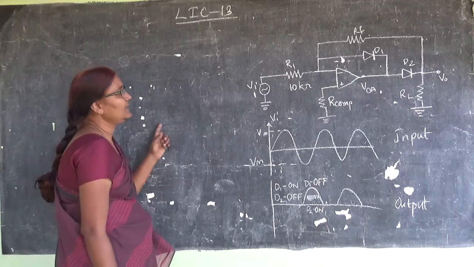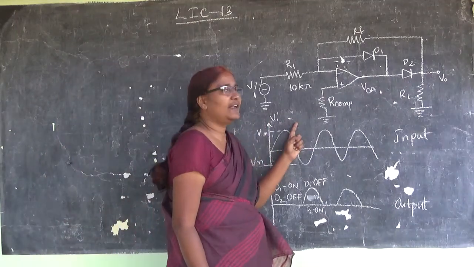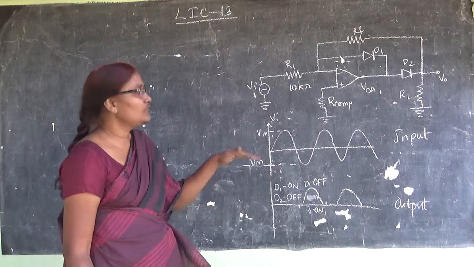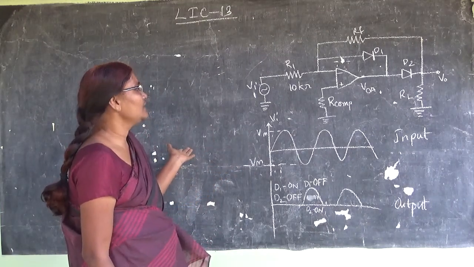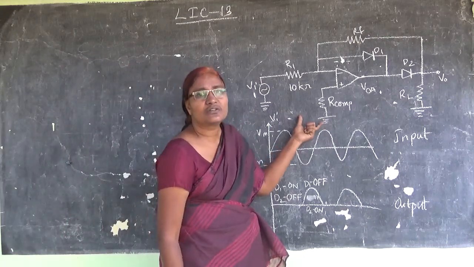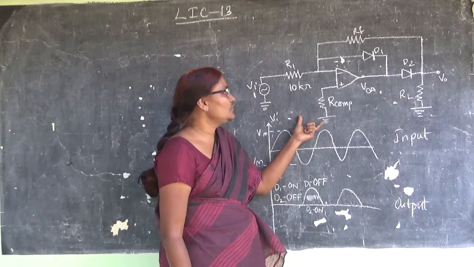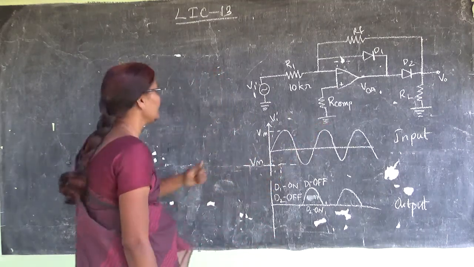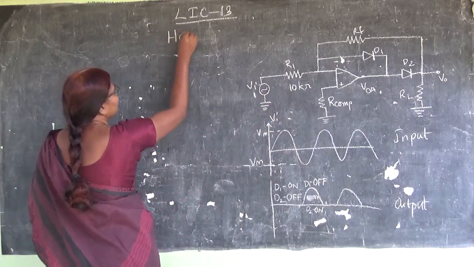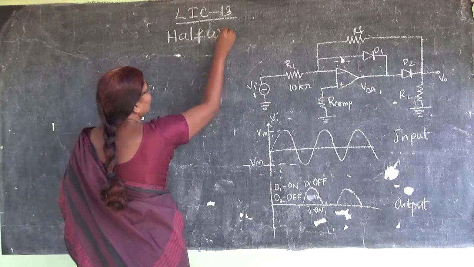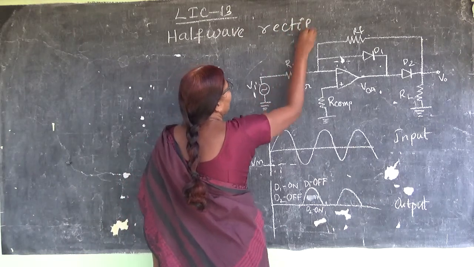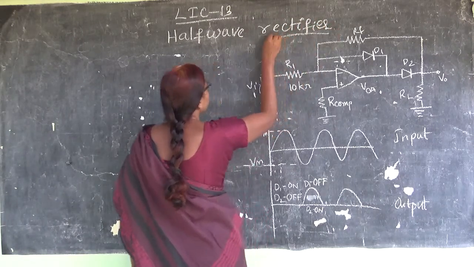So to avoid the disadvantage which will occur due to the precision diode which we learnt in the previous class, we use another circuit which will do the operation of half wave rectification. That means it acts as a half wave rectifier.